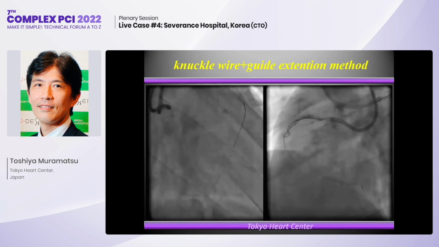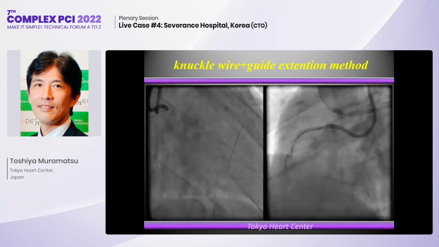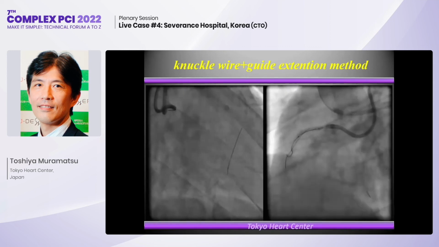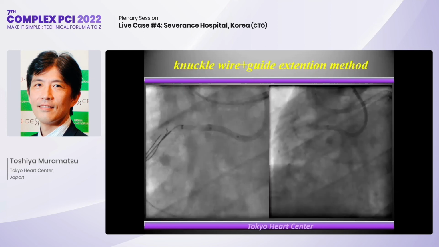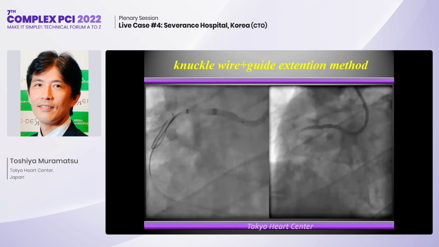First of all, we tried the channel negotiation using the septal channel. After that, we successfully passed the retrograde channel, and tried the reverse CART at the right coronary CTO ostium side. The reverse CART was not successfully done.